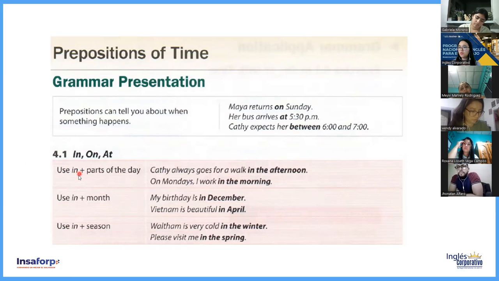So we have that in, utilizamos con las partes del día, right? Parts of the day. Tenemos in the afternoon, in the morning, in the evening, right? Cuando utilizamos en la noche, vamos a decir at night. Eso sí, tengámoslo cuidado. No vamos a decir in the night, no. Decimos at night. Okay, es la única excepción. We don't use in. Okay, so we have also in, que lo vamos a utilizar con los meses, right? In December, in November, in April, etc. Then we have that in, lo vamos a utilizar también con las seasons, con las estaciones del año, right? Tenemos in the winter, in the summer, in the spring, en este caso winter, en el invierno. Y tenemos en spring, que es la primavera, en la primavera.